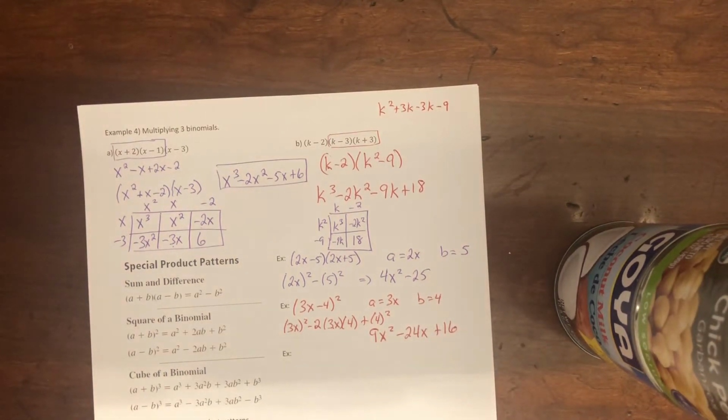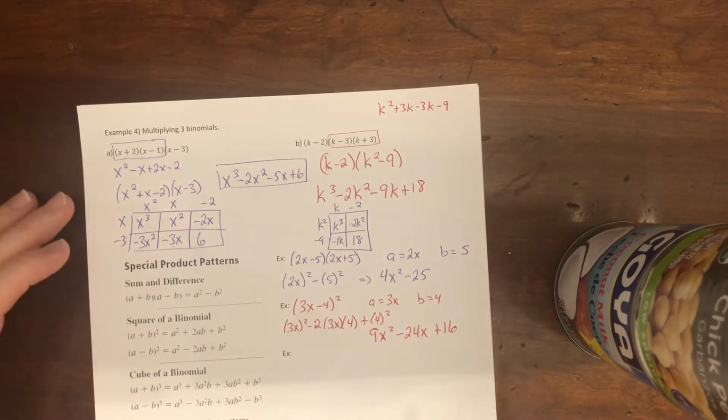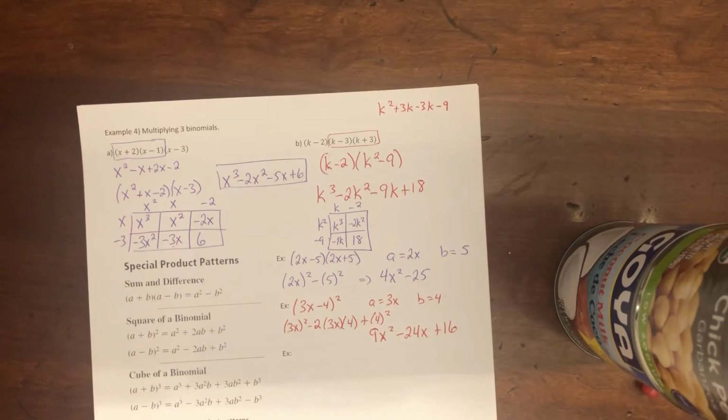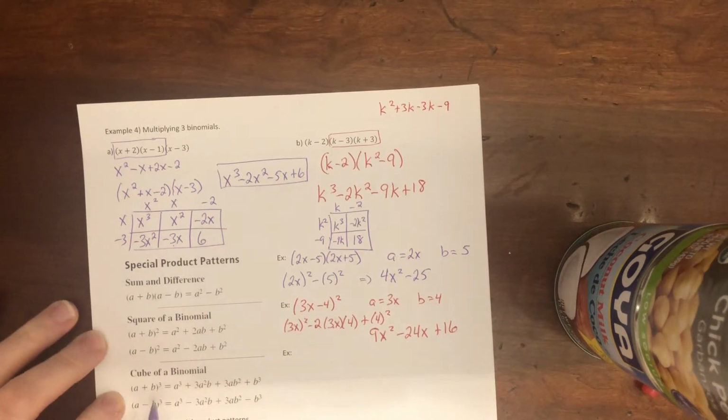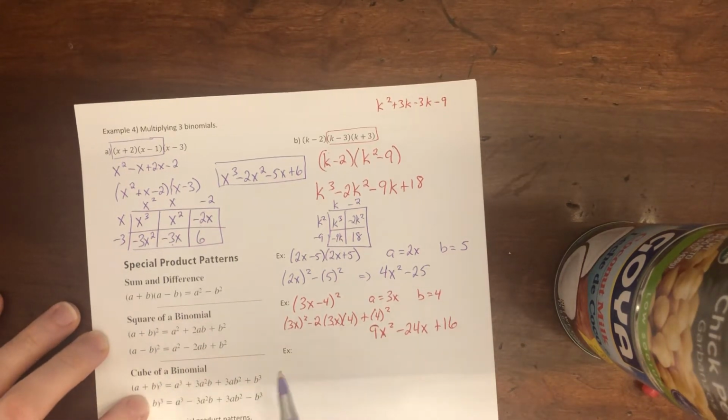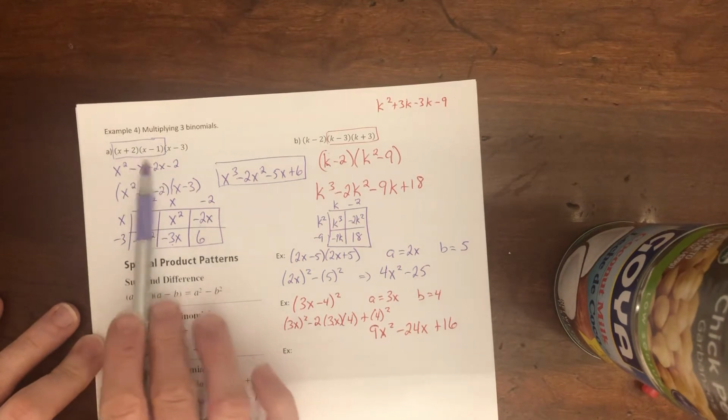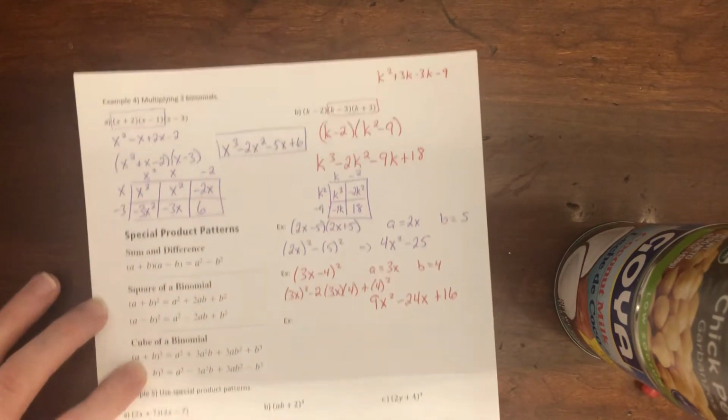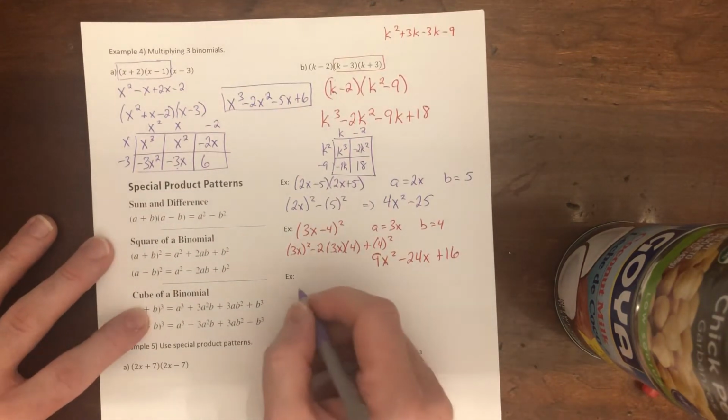Once again, if you just distribute these, just remember that this is saying it's times itself. It does work. It gets a little bit easier, and it saves us time if we remember this pattern when it's the cube of a binomial. So now we're going to multiply this thing times itself 3 times. You could do the same thing as up here. I just think it's easier if we go through and remember this pattern.